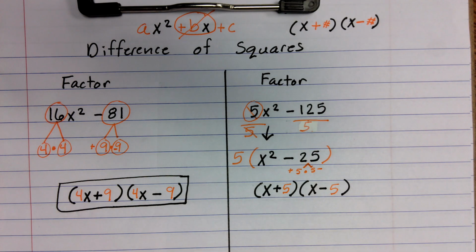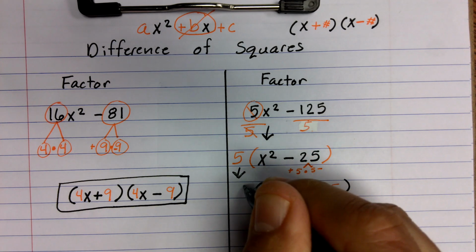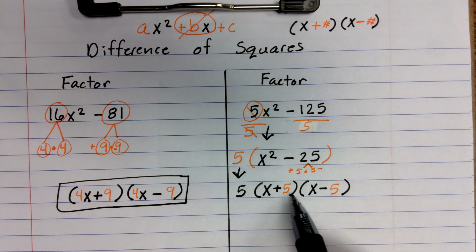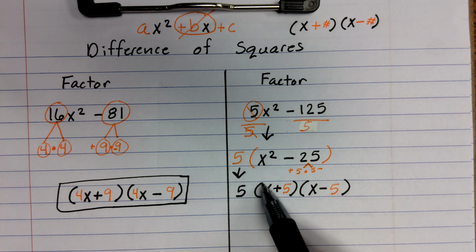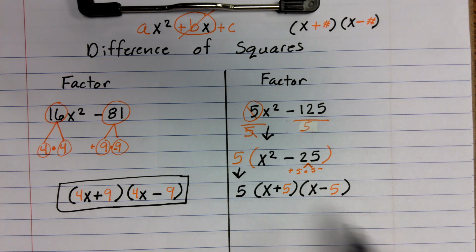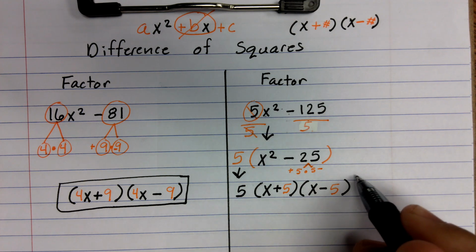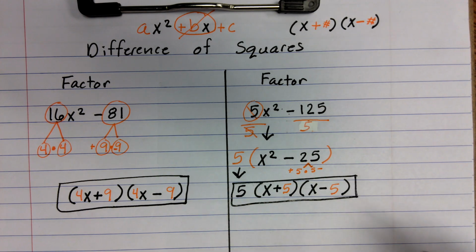And then I'm going to make sure that I don't forget that I have this 5 over here that's on the outside of the parentheses. Since we now have written this quadratic as a product of two binomials being multiplied together, I simply bring that 5 on the outside because I already have a parenthesis there. Now, if I were to multiply this all back out, it would turn back into what we started with, which is 5x squared minus 125. But this is our final answer. We have fully factored that particular quadratic.